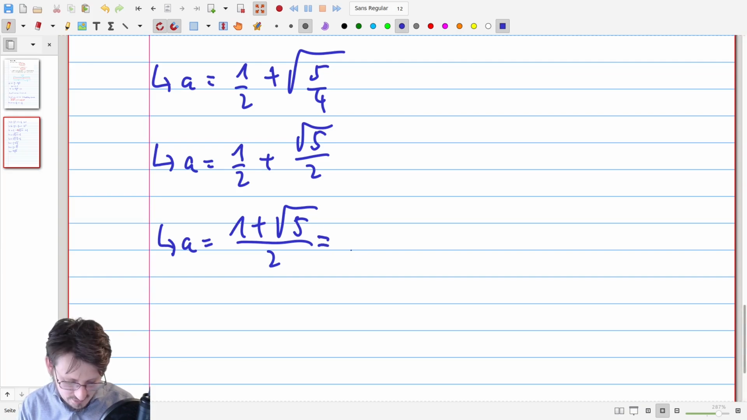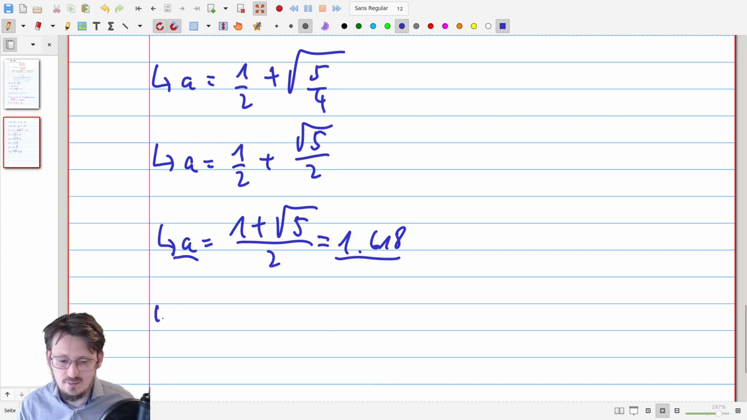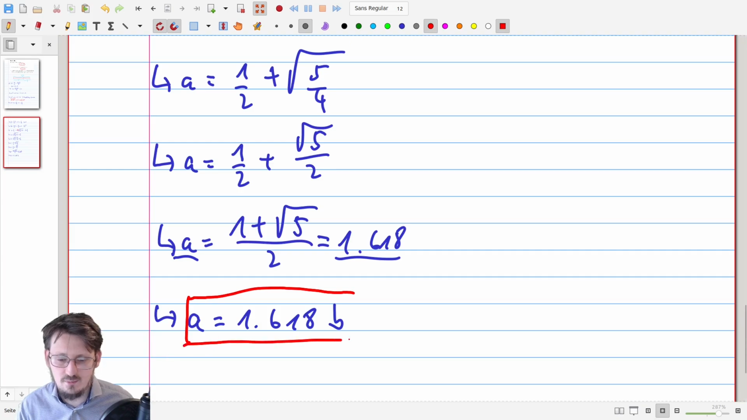And then when you calculate this, it gives a value of 1.618. And yeah, this is our result for A. And now, as I said, because we set B equal to 1, we have to multiply this with B at the end. Yeah? So this would be 1.618 times B. So now we have our relation that we were searching for. Yeah?